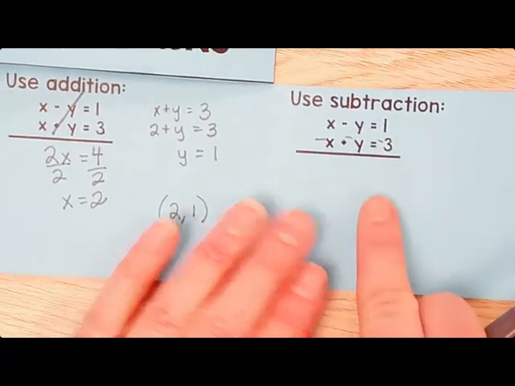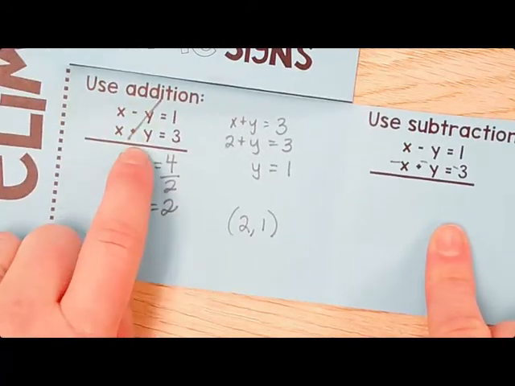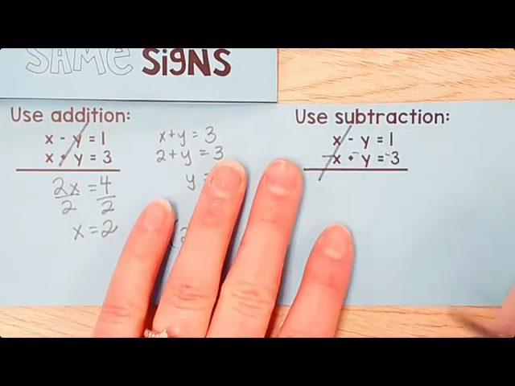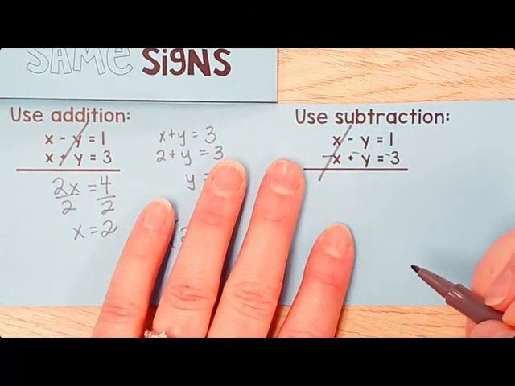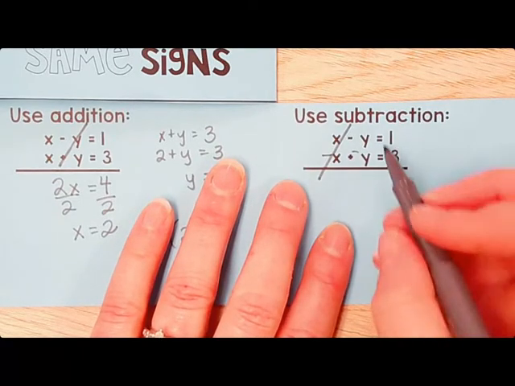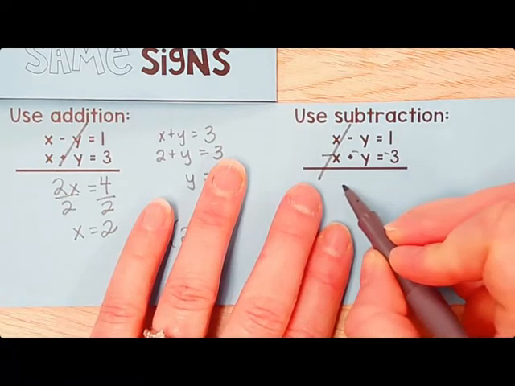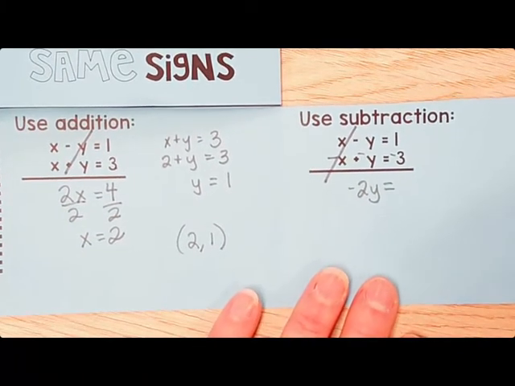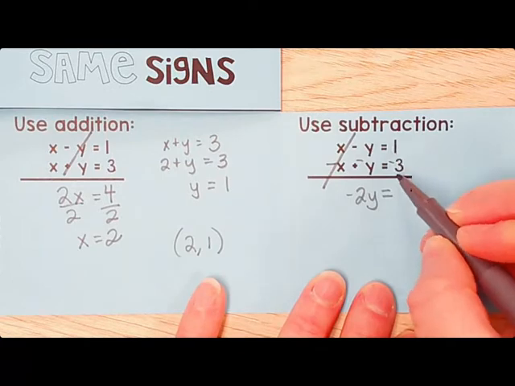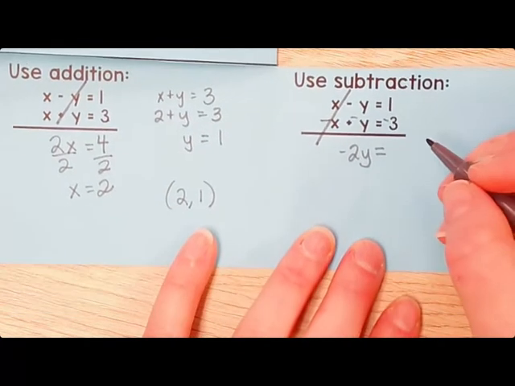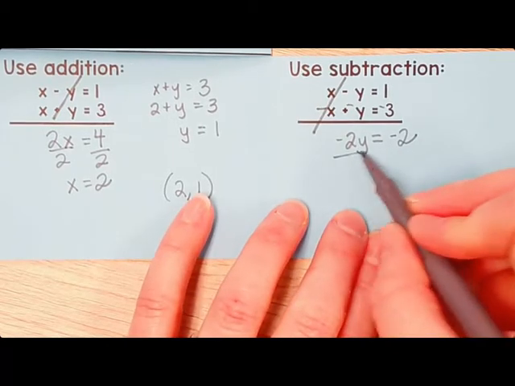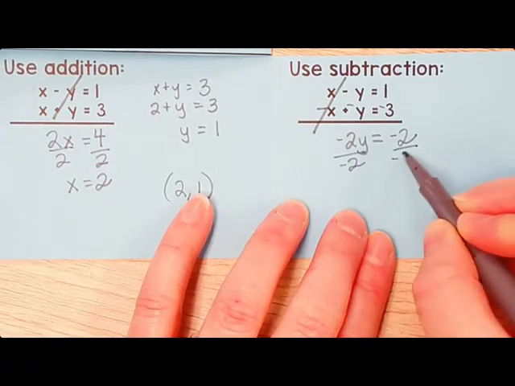Oh, so instead of getting rid of the y's, we're going to get rid of the x's. So x minus x. How can we run our assignment? Use subtraction, use addition? No, no. You get to decide on your assignment. So negative y and negative y is negative 2y. And then 1 and negative 3 is negative 2. Negative 2y equals negative 2, divided by negative 2.